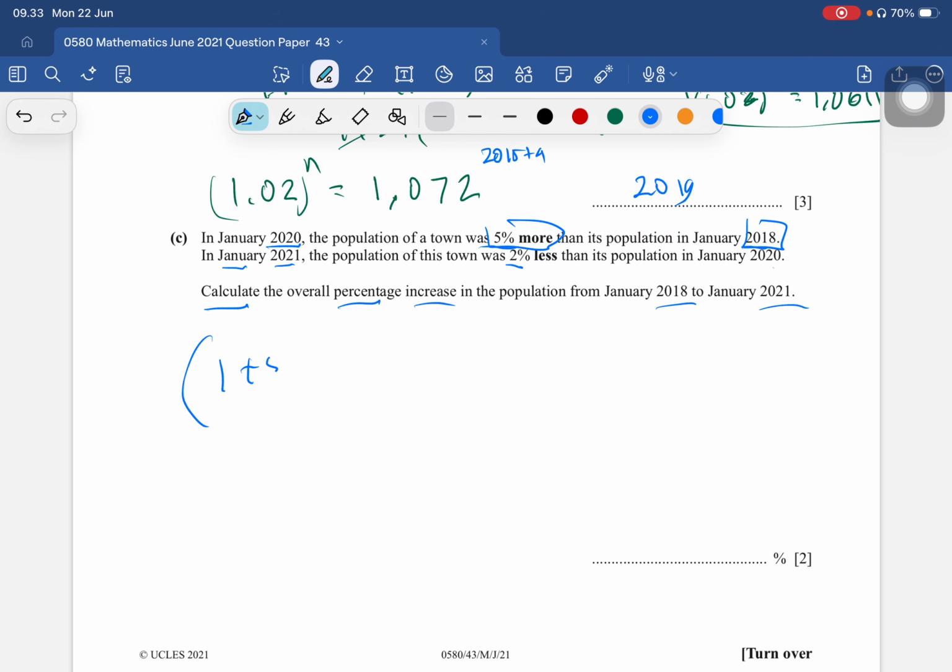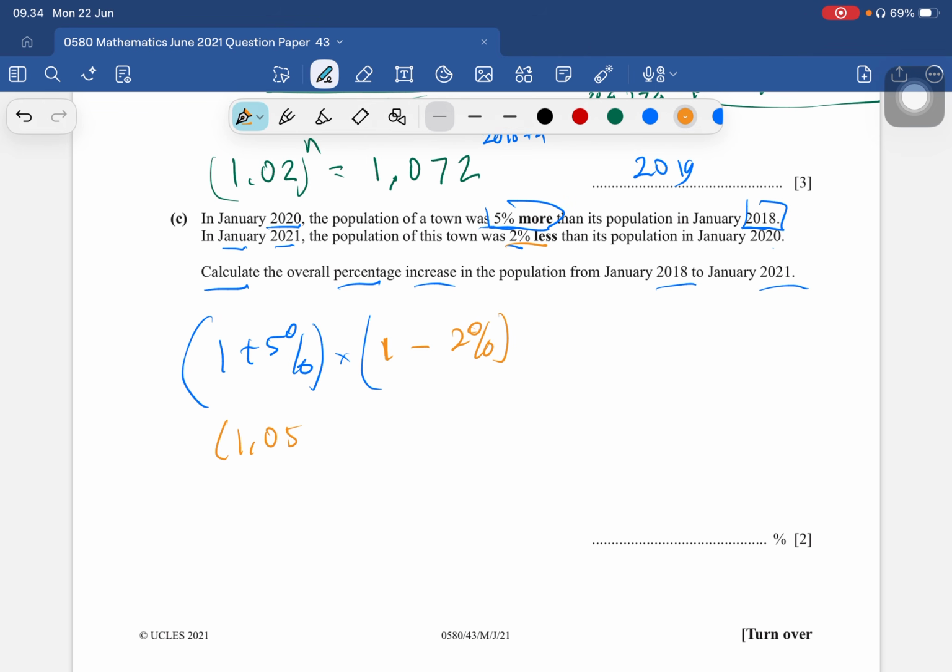So first, here is 5% more from 2018 to 2020, so 1 plus 5%. Then we multiply by, here is 2% less. So less is from the original 1, we minus 2%. So we get here 1 plus 5%, this is 1.05. Next, here 1 minus 2%, so we get 0.98. So we multiply.